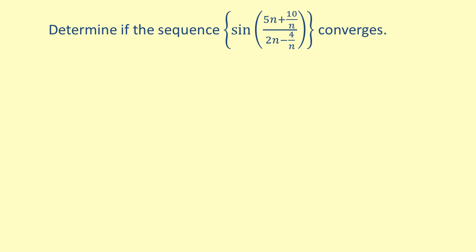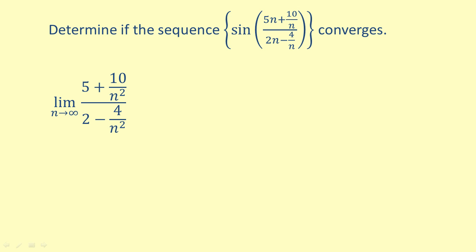We want to determine if the sequence sine of the quotient 5n plus 10 over n all over 2n minus 4 over n converges. Notice that in this case, the sine function is our continuous function, and our sequence is the argument 5n plus 10 over n all over 2n minus 4 over n. First, we'll focus on the argument of the sine function.